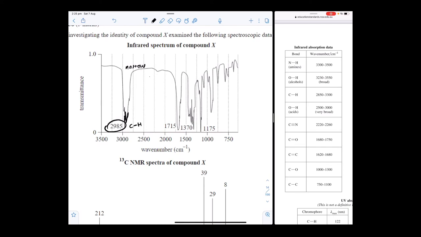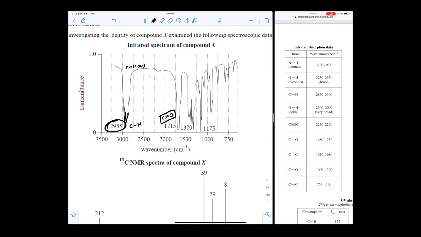It can't be the OH of an alcohol, and it can't be the OH of an acid, because that has to be very broad. And the OH of the alcohol lies outside. It starts at 3230, and this is 2985, right? So that's just a CH bond. But what's the other peak that's very important for me, Saga? What's this 1715 represent? I told you that 1715 represents the CO bond. Carbonyl group. Okay.